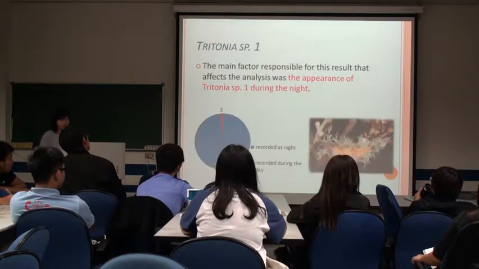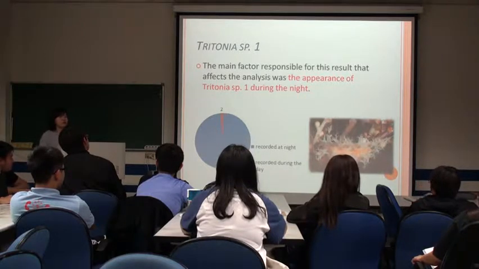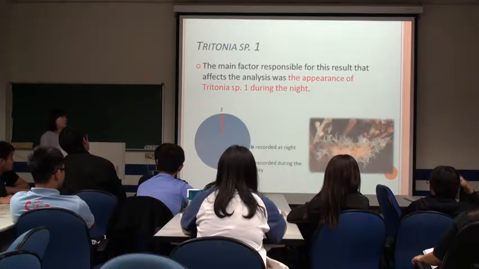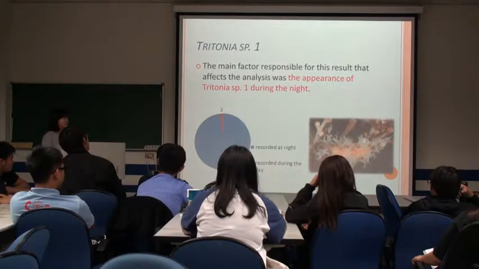The main factor responsible for this result was the appearance of Tritonia species 1 during the night. We can see the pie chart. We recorded 111 individuals of this species, but only 2 were recorded during the day.